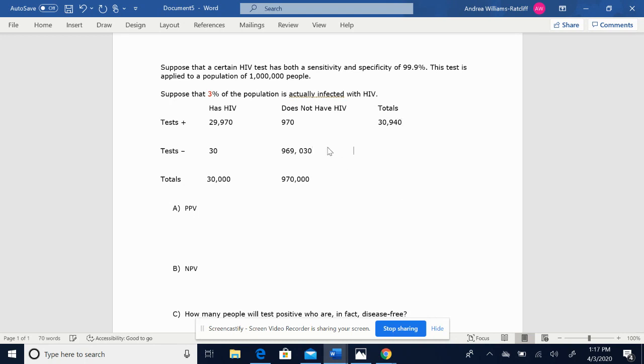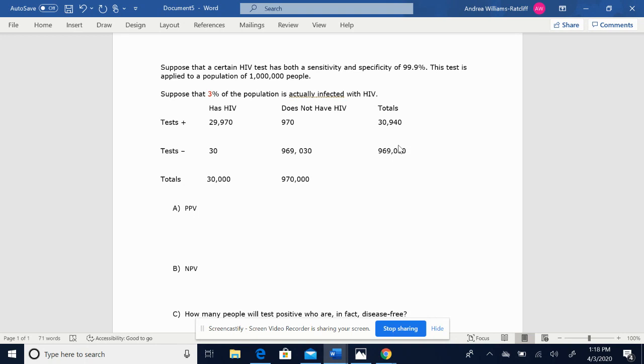Okay, going to do the same thing down here. I had 30 people who got a negative that shouldn't have, and I had 969,030 who got a negative and should have. Okay, so all in all, I have 969,060 people who ended up with a negative test.